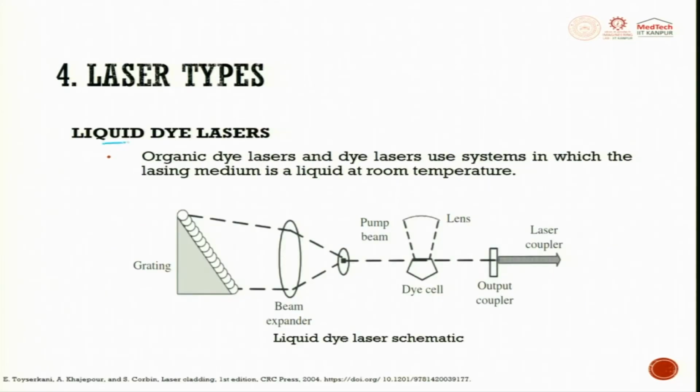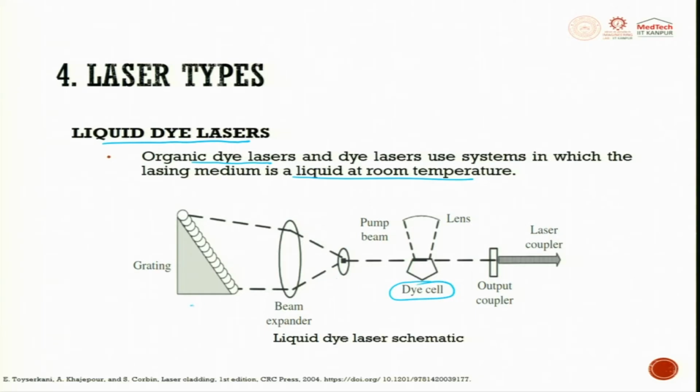We also have the liquid dye laser. In this liquid dye laser, we always try to use an organic dye. An organic dye laser, or dye laser, uses a system in which the lasing media is liquid at room temperature. So, what we do is we try to have a grating, a beam expander, then we have the pump beam, and we have a lens. So, here is the dye cell.